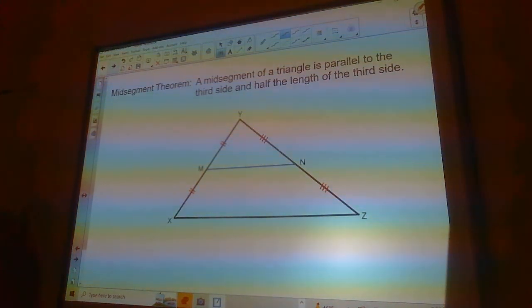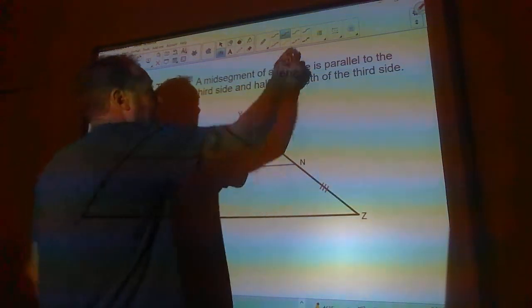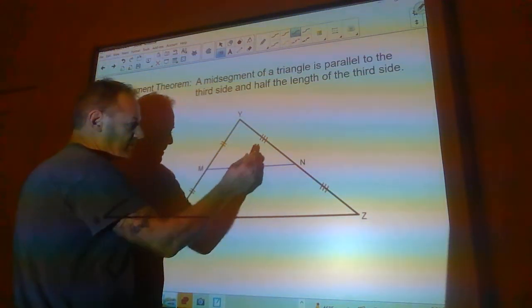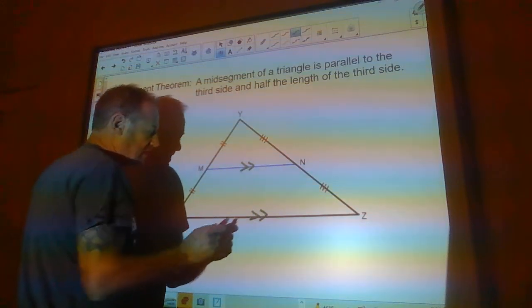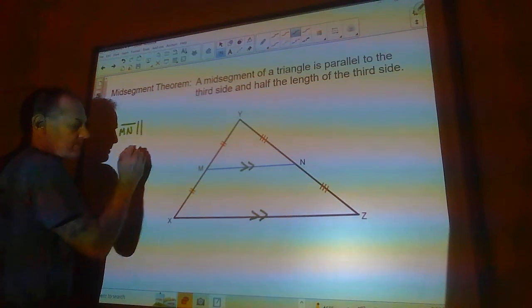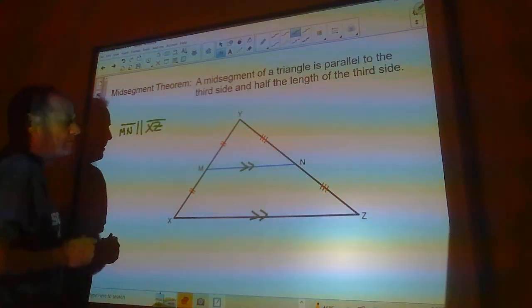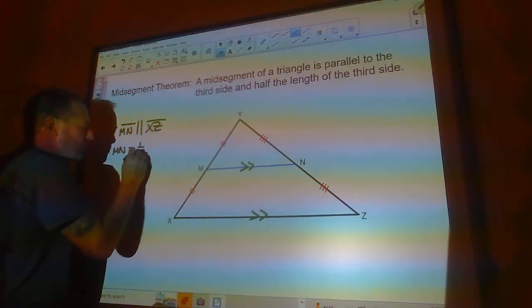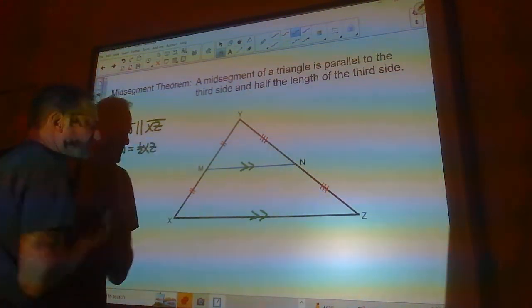Now, there's a midsegment theorem. There is a proof for it, but we're not going to do it right now. What the midsegment theorem says is that the midsegment of a triangle is parallel to the third side and half the length of the third side. So right away I know that if this is a midsegment, which it is, because it connects the midpoints of the two sides, MN must be parallel to XZ. And I also know that MN is going to equal 1/2 of XZ.